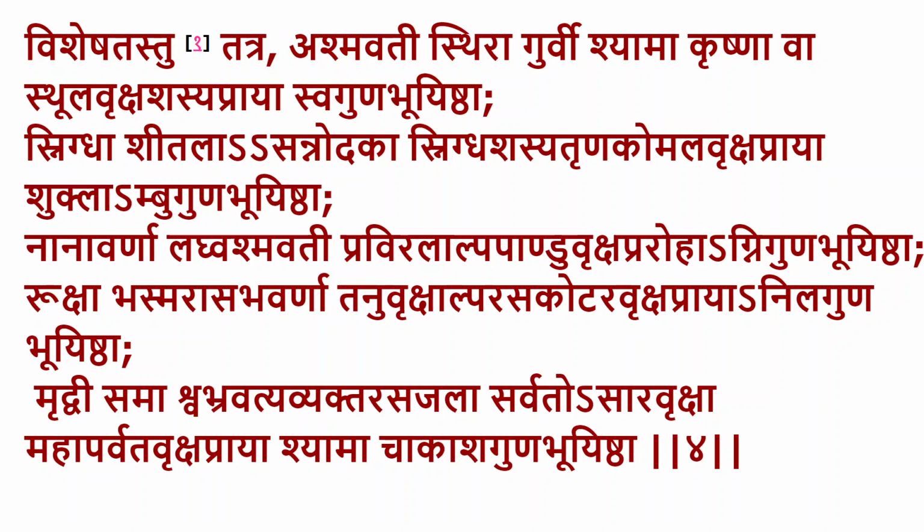Nanavarna Laghu Ashmavati Pravirala Alpa Pandu Vriksha Praloha Agniguna Bhuyishta. In this Agni Mahabhuta prominent area, the soil would have multiple colors and would be loose soil, and usually the plants would be relatively pale colored plants. They would be present over there.